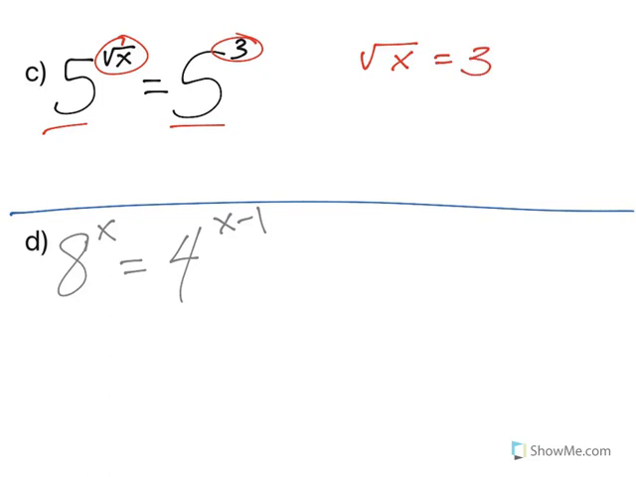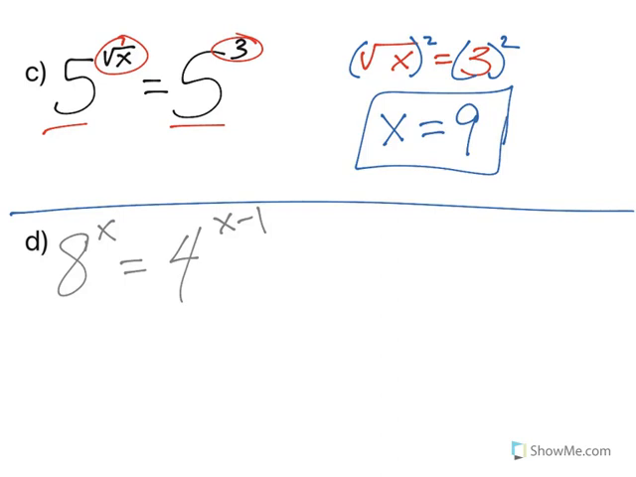Y'all, make sure you're writing down the steps. Don't try to do this in your head. Don't just hold a calculator. Write down the steps. You'll make fewer mistakes. To undo a square root, we're going to go ahead and square both sides. So x equals 9. And that should make sense, because if I plug that back in up here, the square root of 9 is 3.